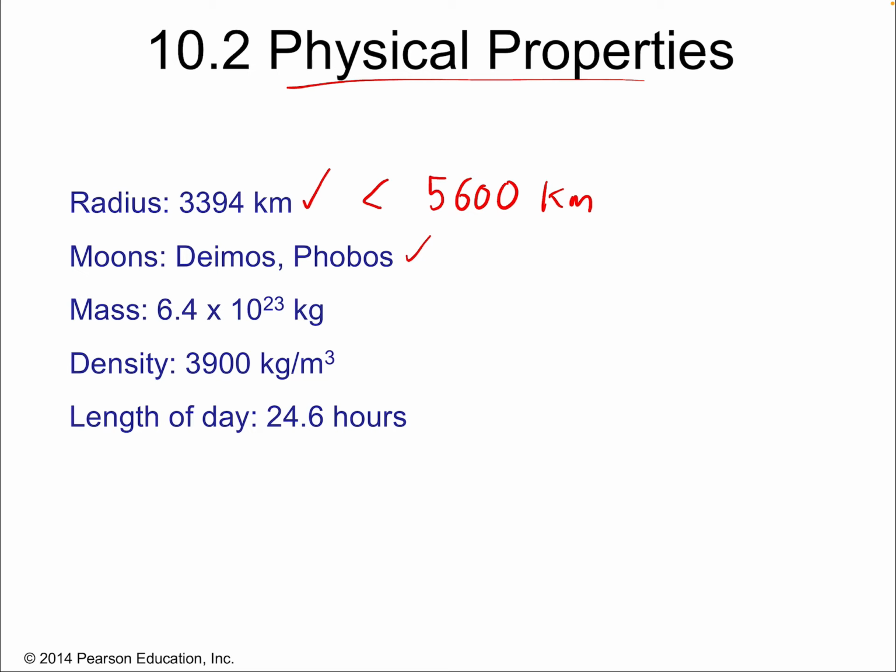It has a mass of 6.4 times 10 to the 23 kilograms and has a density of 3,900 kilograms per cubic meter. This density is less than the density of Earth. And it has a length of day that is about the same as Earth. That's really close to our 24 hours, which is to say, it's really close to the length of the day.